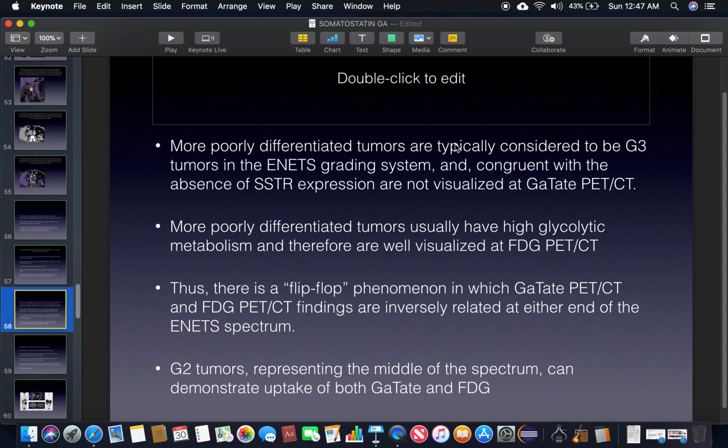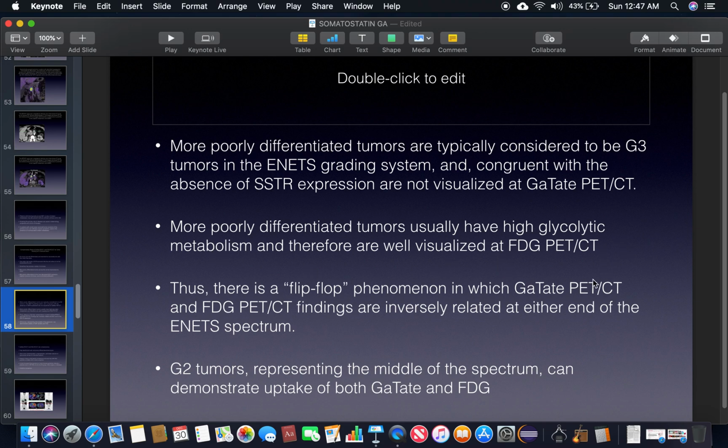So poorly differentiated tumors are typically considered to be G3 tumors, and there may be absence of somatostatin receptor expression, and so they may not be visualized by gallium Tate PET CT, and this may be because they have high glycolytic activity and metabolism.